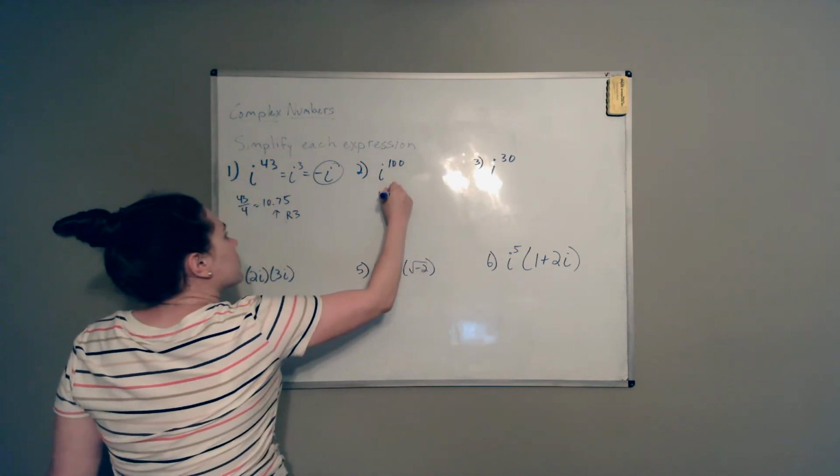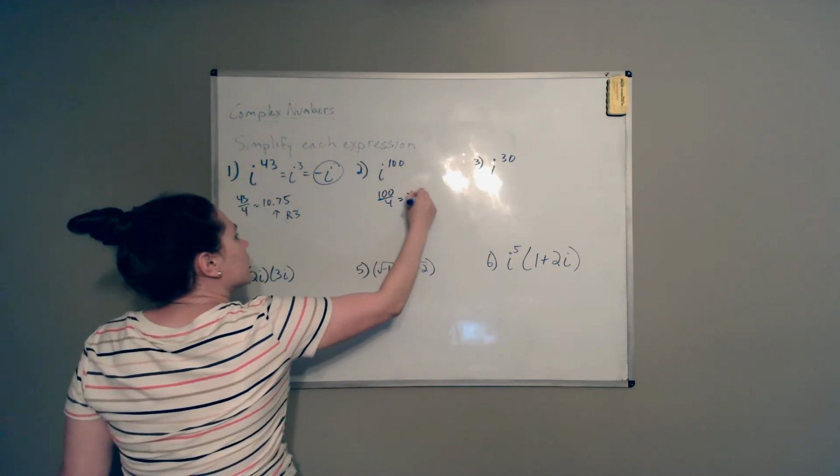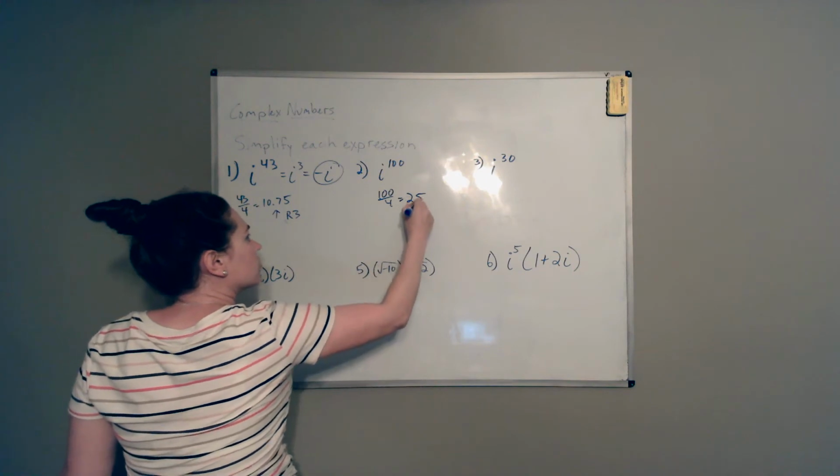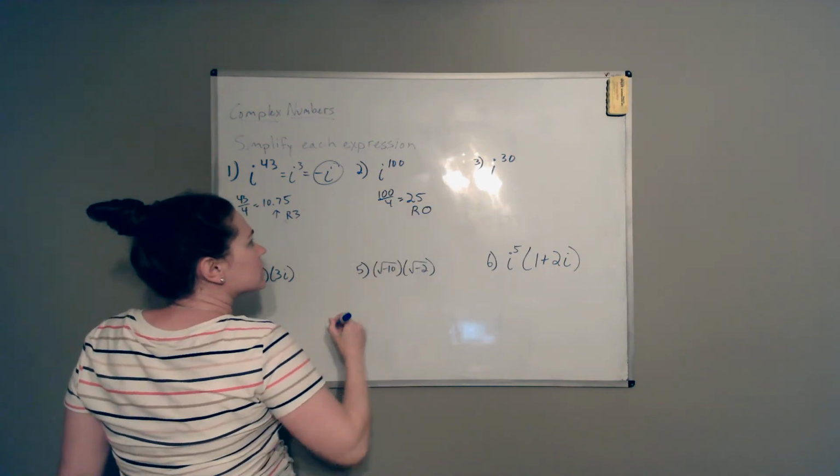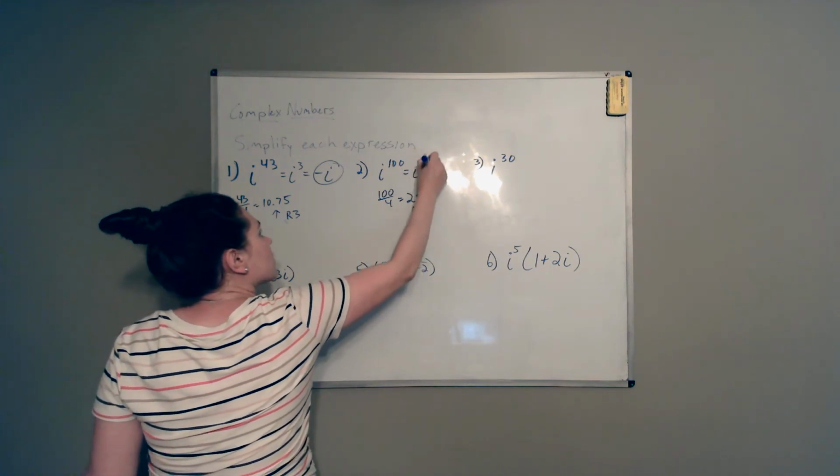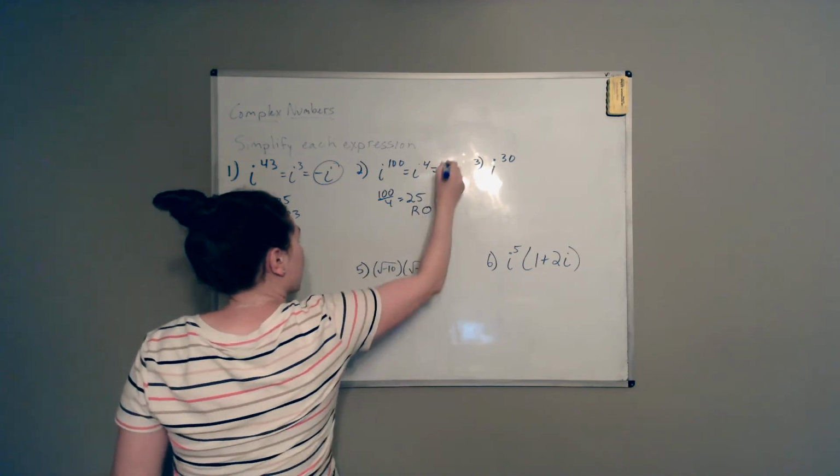Okay, next, i to the 100th. So take the exponent, divide it by 4. That gives you 25, okay? No remainder. Remainder is 0. That means this is the same as i to the 4th, and i to the 4th is 1.